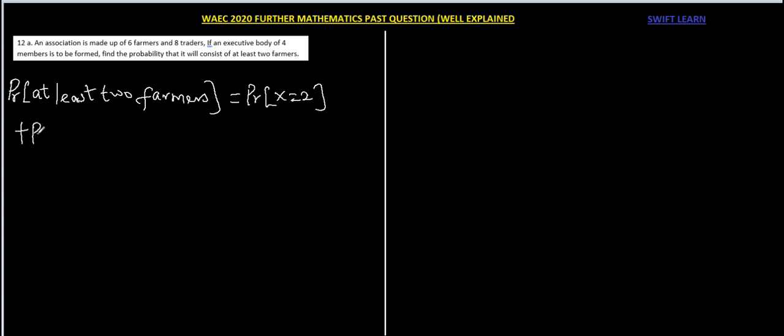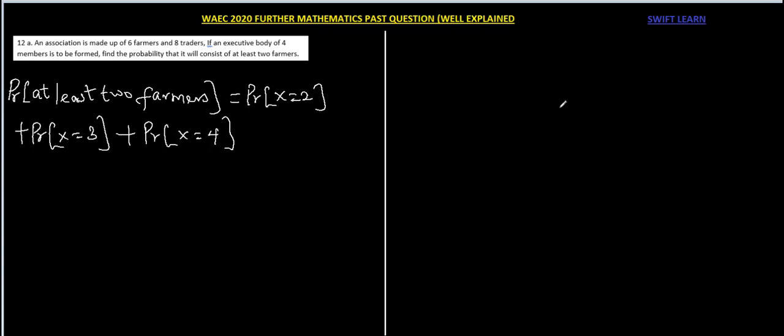So what we have to do is find the probability of at least 2 farmers. That is going to be the probability of when you have 2 farmers, plus the probability of when you have 3 farmers, plus the probability of when you have 4 farmers. You might be wondering why we don't stop at 6 farmers. But remember the question says we want to form an executive body of 4 members, and you have to have at least 2 farmers. That means you can have 2 farmers or more.